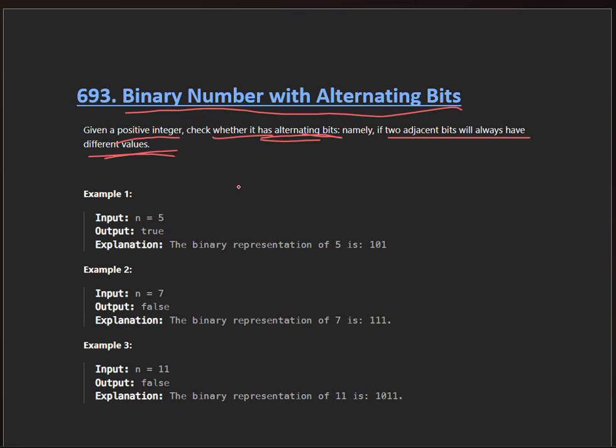Suppose here we are given 5, so 5 is represented as 101. If you see the adjacent bits, they are different. These two adjacent bits, they are also different. So the answer is true.